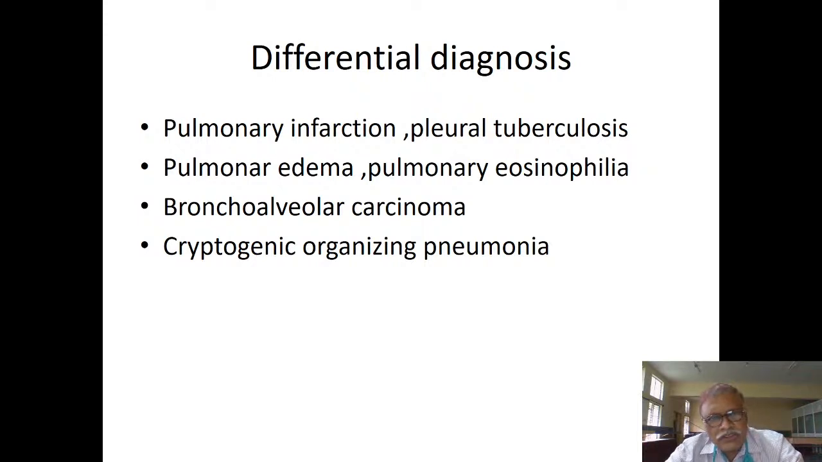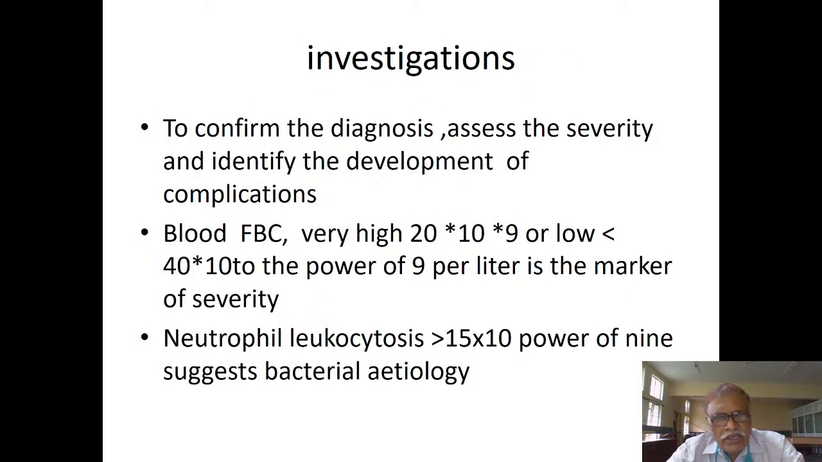Usually the differential diagnoses are pulmonary infarction, pleural tuberculosis, pulmonary edema, pulmonary eosinophilia, bronchoalveolar carcinoma, and cryptogenic organizing pneumonia. These are all the differential diagnoses to be considered, because sometimes they mimic pneumonia. The investigations are done to confirm the diagnosis, assess the severity, and identify the development of complications.